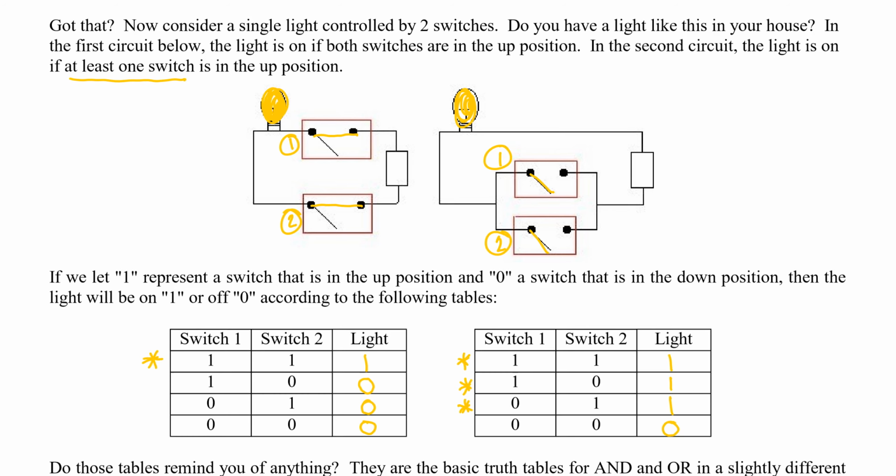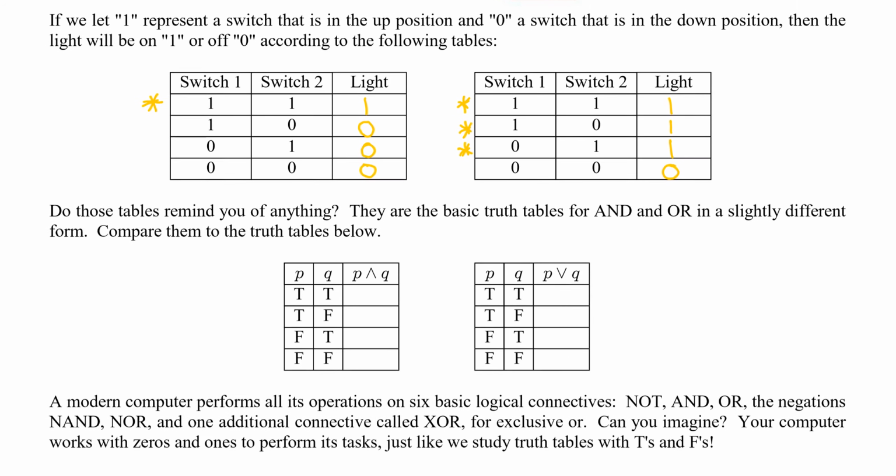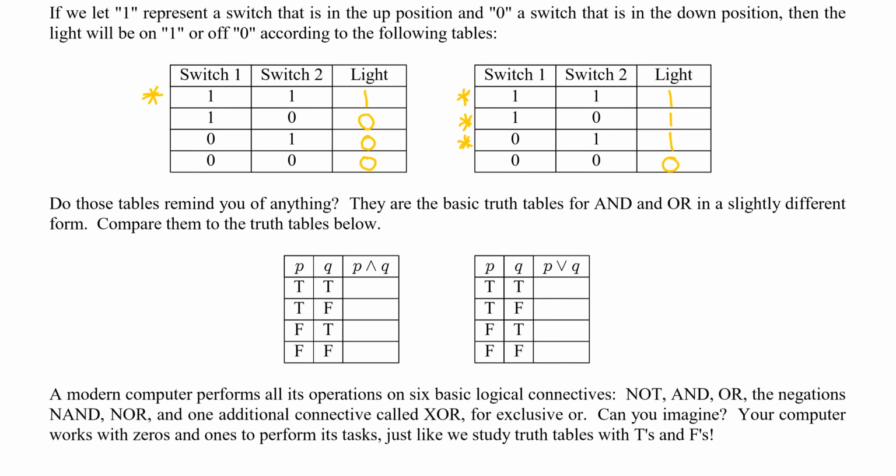Now, if this looks familiar, then the fundamental pattern that you're recognizing there is basically the difference between a conjunction and a disjunction. These are the basic truth tables for and or in a slightly different form. Now, we learned how to form the truth table for a conjunction, two simple statements connected by and, a disjunction, two simple statements connected by or, in the previous video. The only difference here is that we were using ones and zeros applied to the electric circuits instead of T for true and F for false.